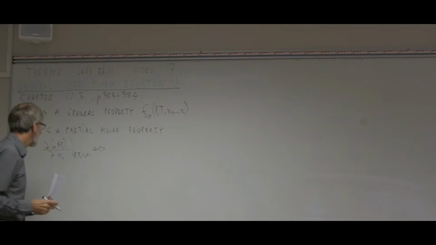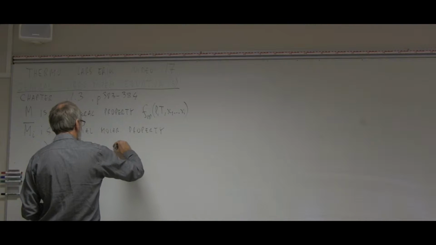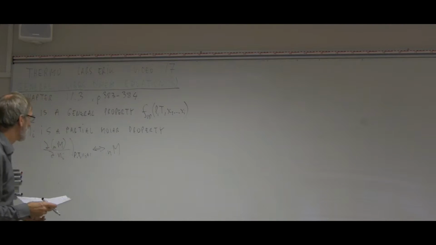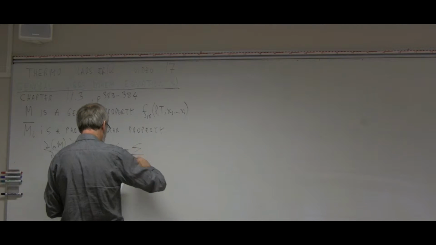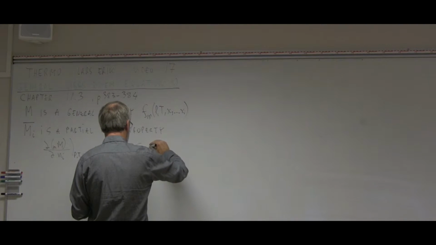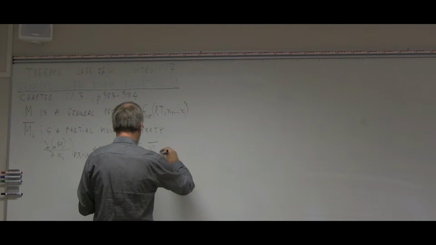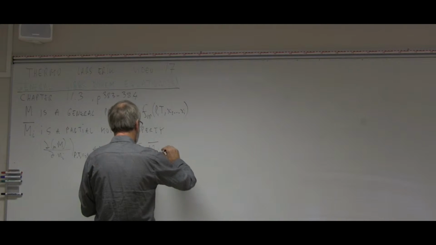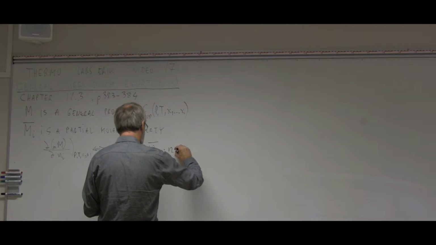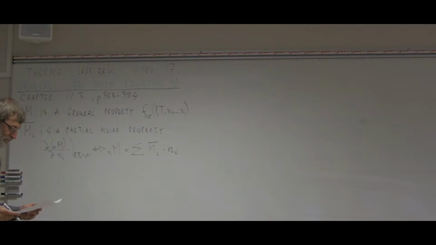And that is equivalent to stating that the total amount of the property is the sum of the partial molar property of each component times the amount of all components.